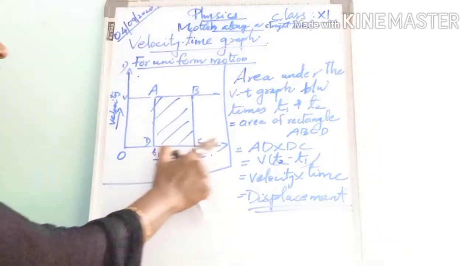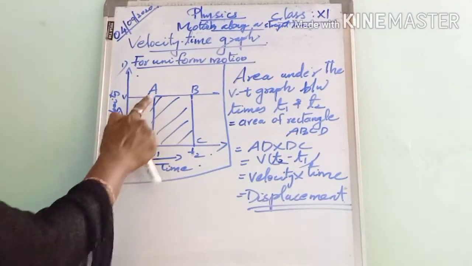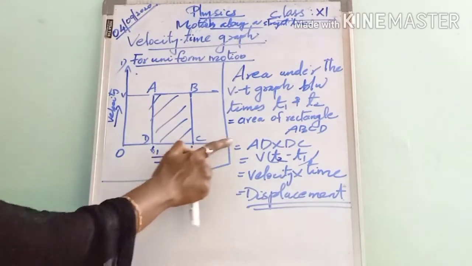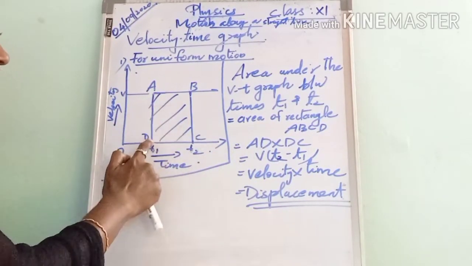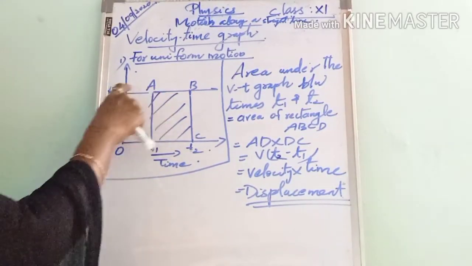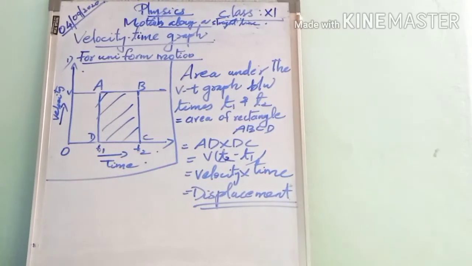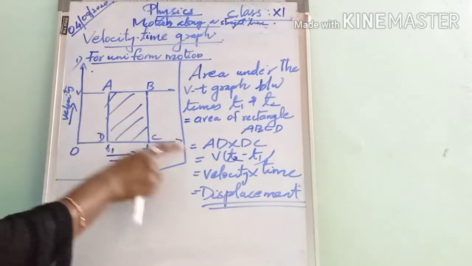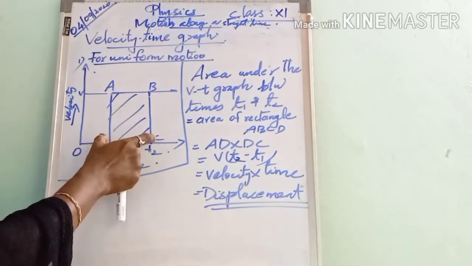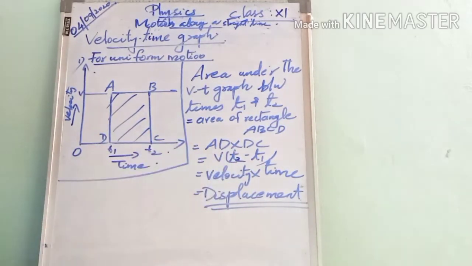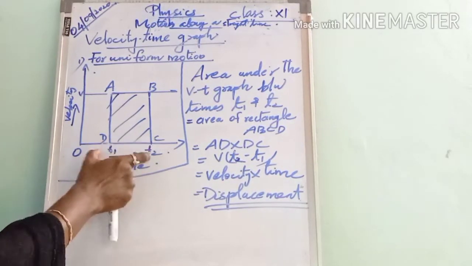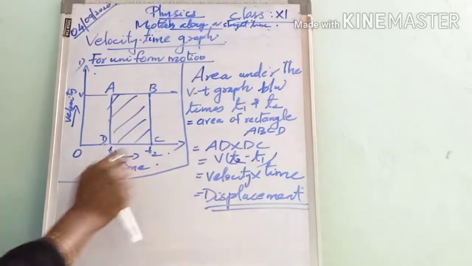You know the area of the rectangle ABCD is AD into DC. This height AD represents the velocity V. AD is equal to the velocity V, into, what is DC here? It is the time interval t2 minus t1. The length DC is equal to the time interval t2 minus t1.